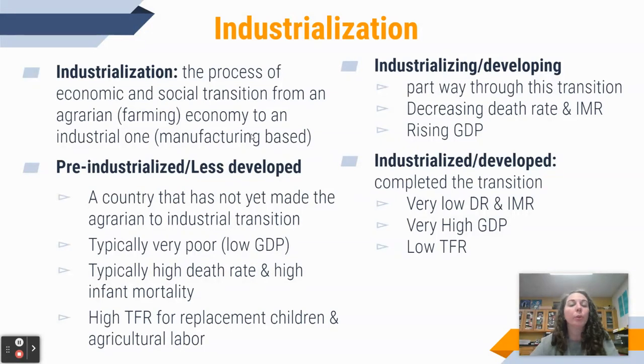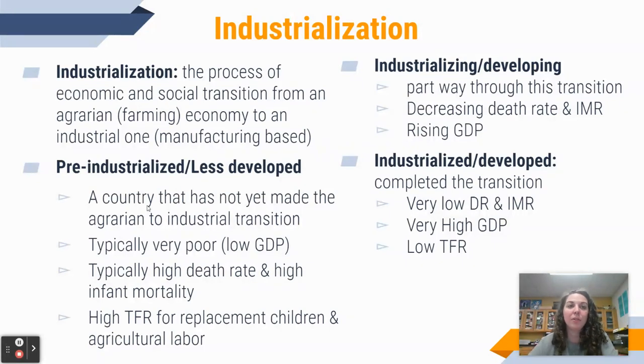We're not going to the grocery store and buying our food. We have to actually grow it ourselves, to an industrial one where now most of our economy is based on manufacturing. So we're creating goods and products. So the three stages that we have here, we're going to start with pre-industrialized, or you'll often see this called less developed countries. So this is a country that has not yet made that transition from agrarian to industrial.